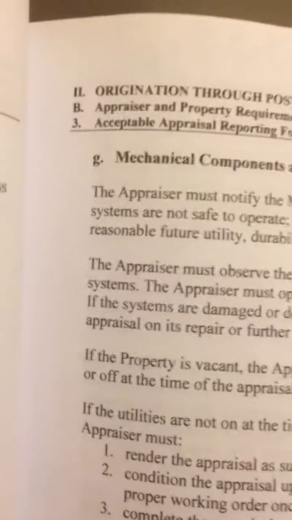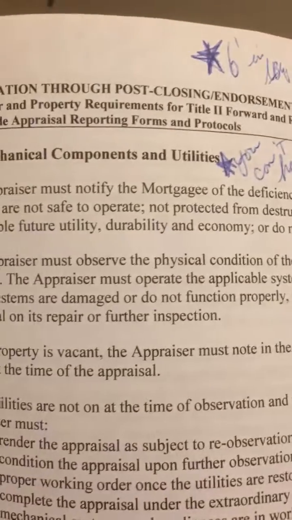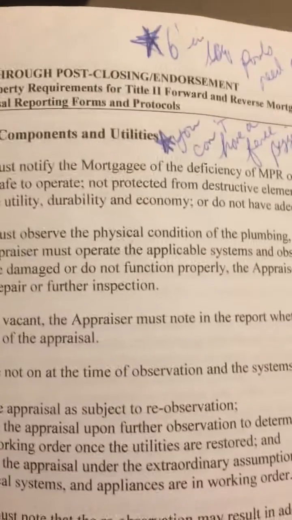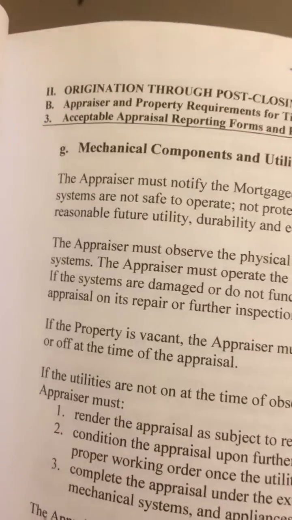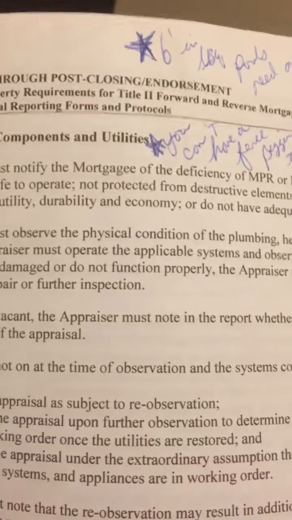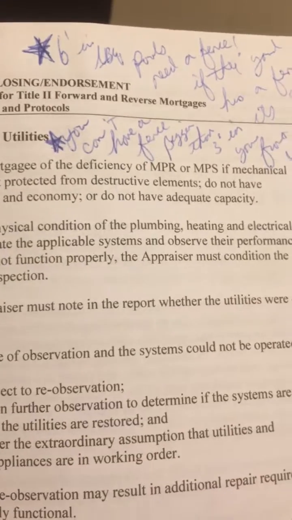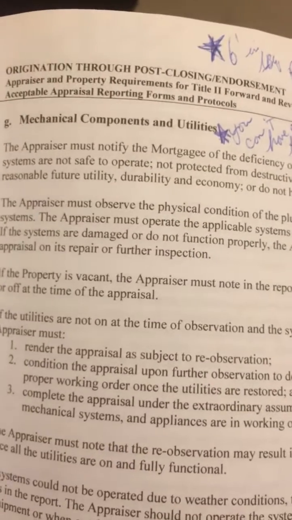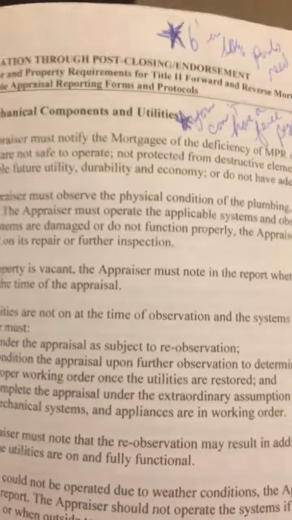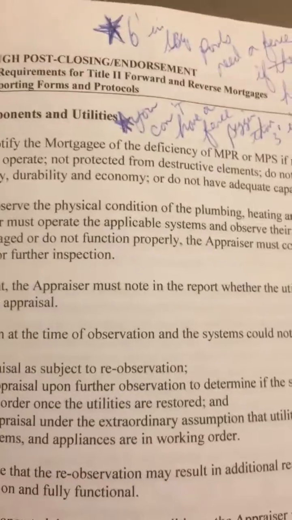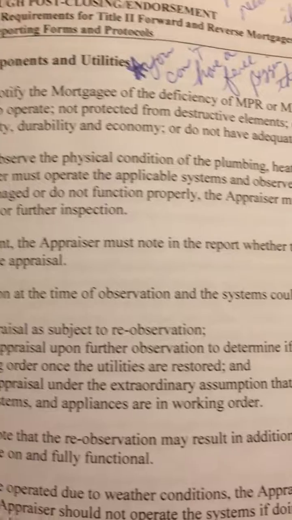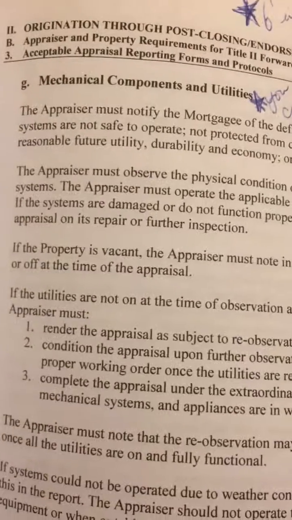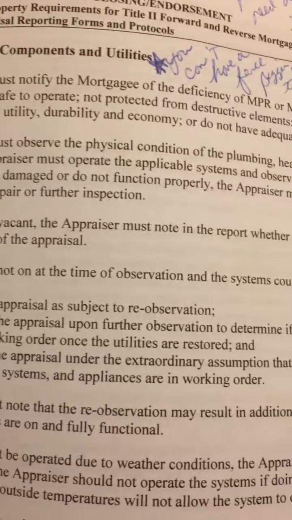Page 35. G. Mechanical components and utilities. The appraiser must notify the mortgagee of the deficiency of MPR or MPS if mechanical systems are not safe to operate, not protected from destructive elements, do not have reasonable future utility, durability, and economy, or do not have adequate capacity. The appraiser must observe the physical condition of the plumbing, heating, and electrical systems. The appraiser must operate the applicable systems and observe their performance.